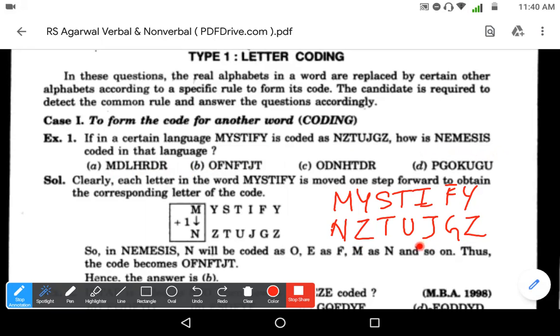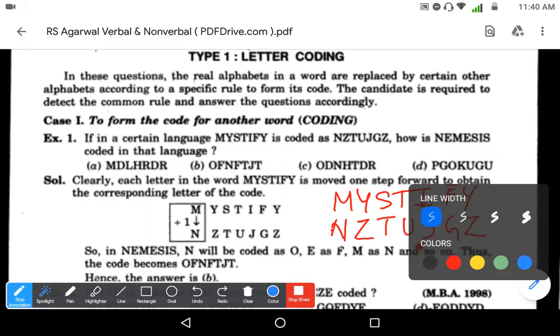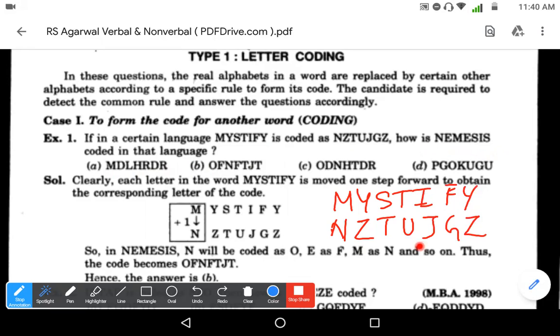Okay, now let us understand the codification done. Now if you see here, after M, in the first one there is M. We're going to compare each and every alphabet. So after M there is N, Y, Z, S, T, T, U, I, J, F, G, Y, Z, which means the codification is such a way that for mystify, after M, the next word is N.